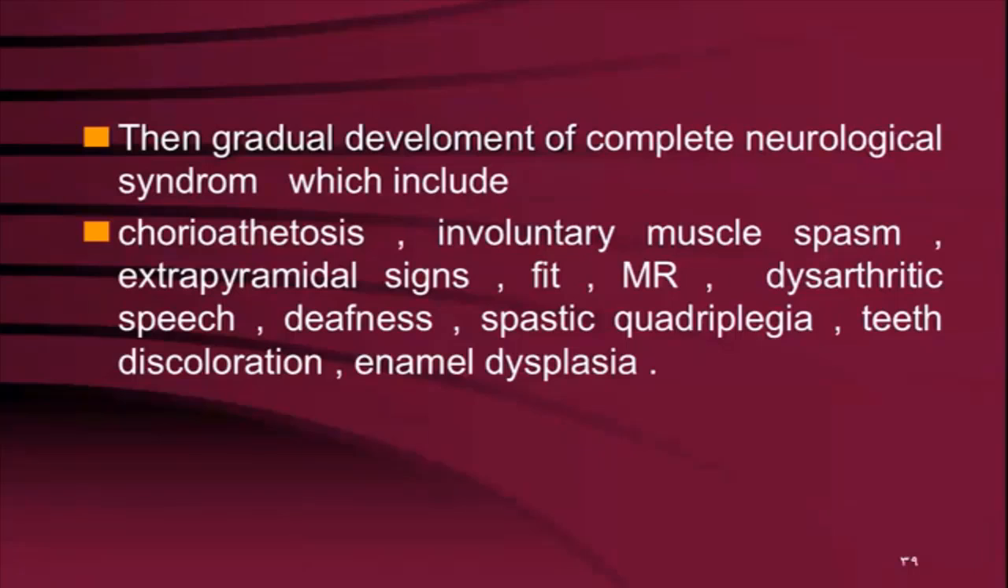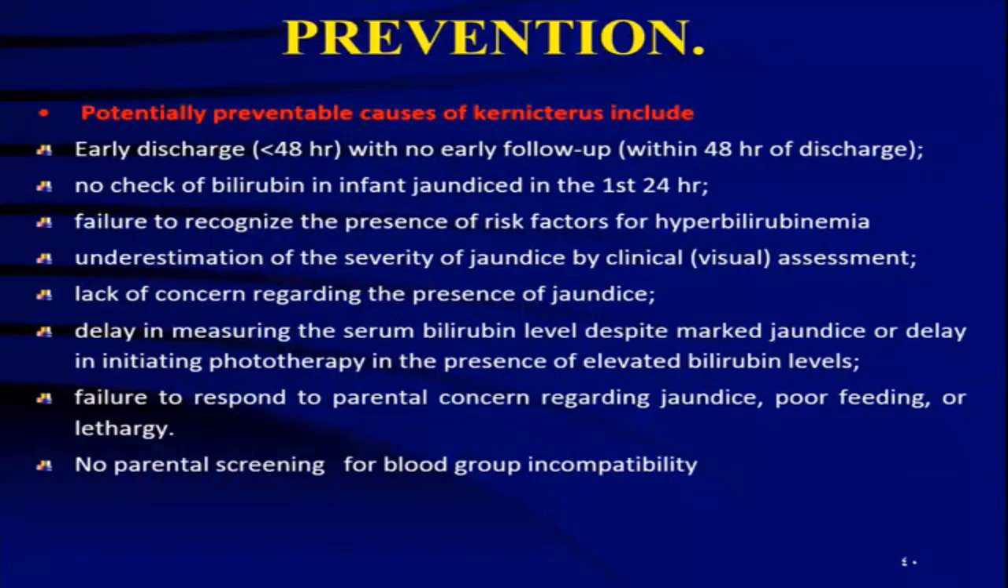Then there is gradual development of the complete neurological syndrome, which includes choreoathetosis, involuntary muscle spasm, extrapyramidal signs, fits, mental retardation, dysarthric speech, deafness, spastic quadriplegia, teeth discoloration, and enamel dysplasia.